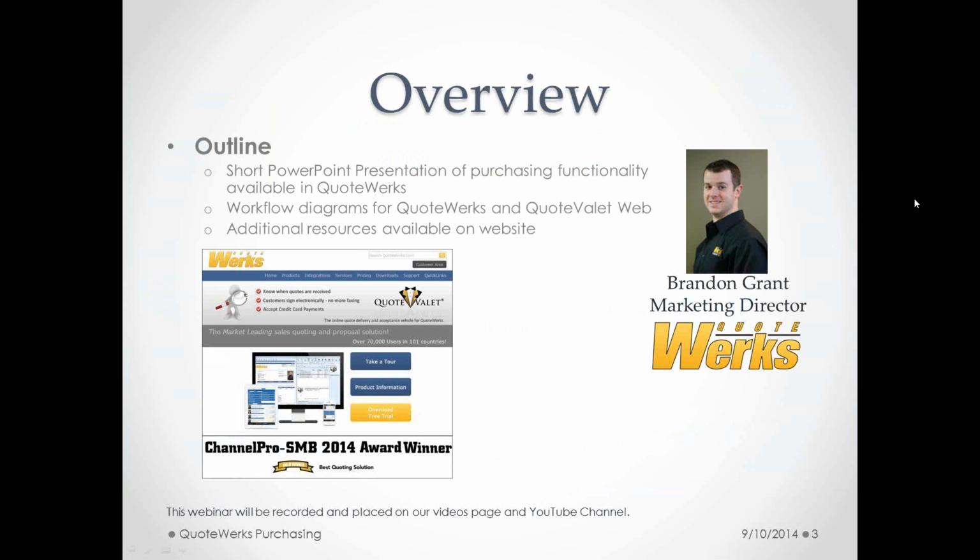So the purchasing solution has been completely revamped and expanded to include PO support now for Autotask, ConnectWise, QuickBooks, and Sage 50, formerly known as Peachtree. So if you're using one or multiple of those software solutions, you'll be able to actually create a purchase order from QuoteWerks into one of those softwares.